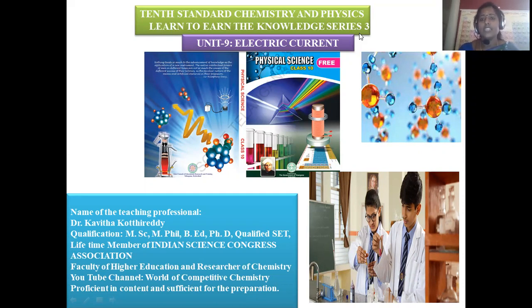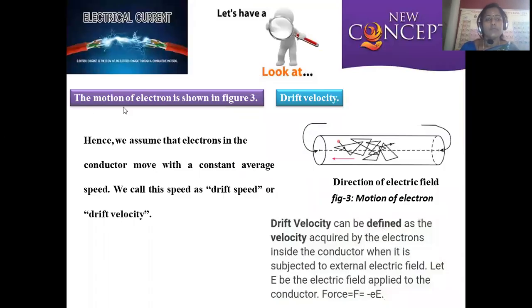Now let us enter into the series number 3 of this electrical current unit. Here, the motion of electron is shown in the figure 3. So how the electrons are moving, the motion of electron is simply called as electrical current. Okay, so this is known as a drift velocity. We are going to discuss about a new term called the drift velocity.